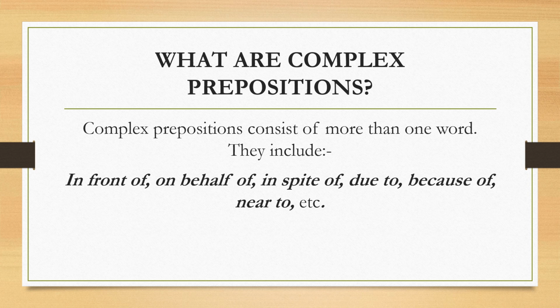When you're talking about prepositions, you are referring to a word placed before a pronoun. But when you want to deal with a complex preposition, you're going to be looking at more than one word placed before a pronoun. Complex prepositions consist of more than one word, and they include the following: in front of, on behalf of, in spite of, due to, because of, near to, etc.